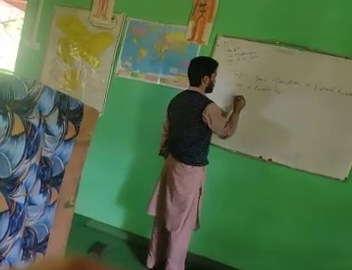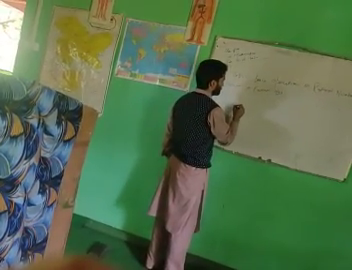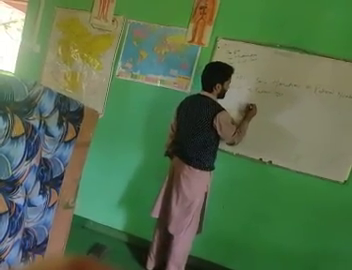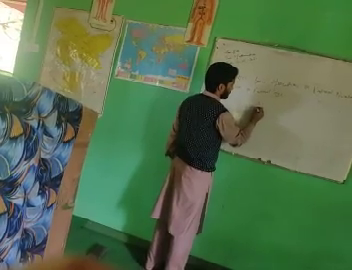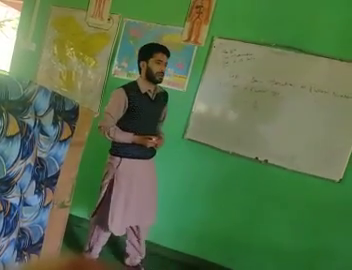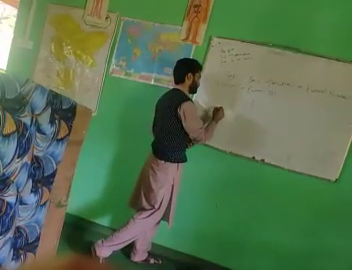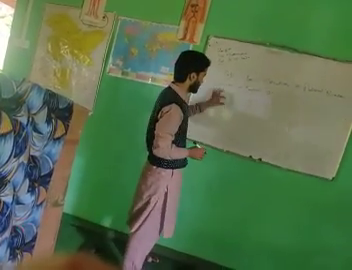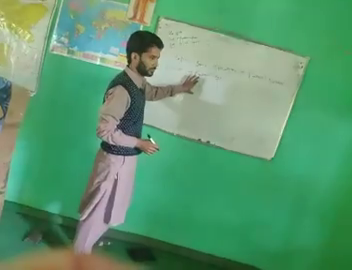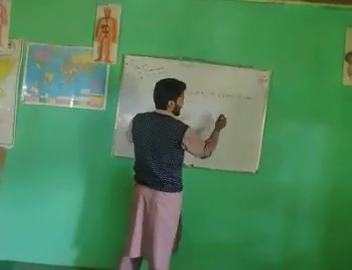Last is we have question 2/8 divided by 3/5. What will we do here? This is the dividend and this is the divisor. We also read it, dividend and divisor.